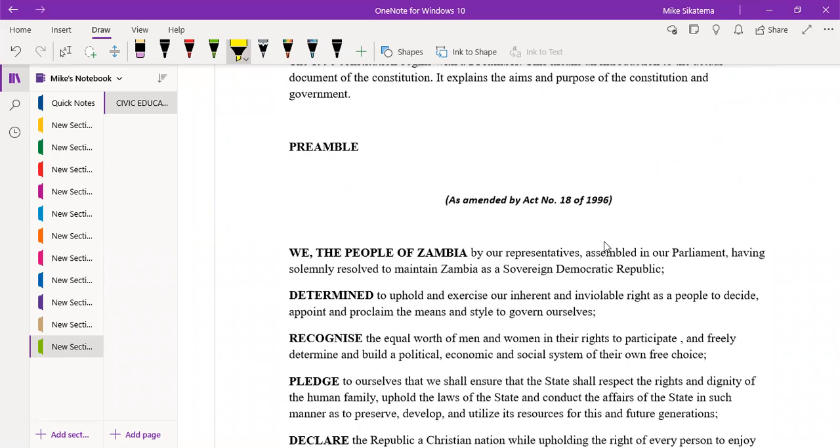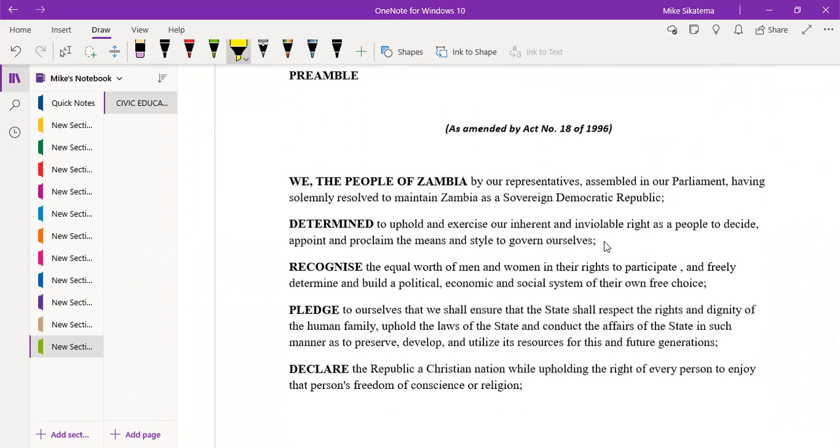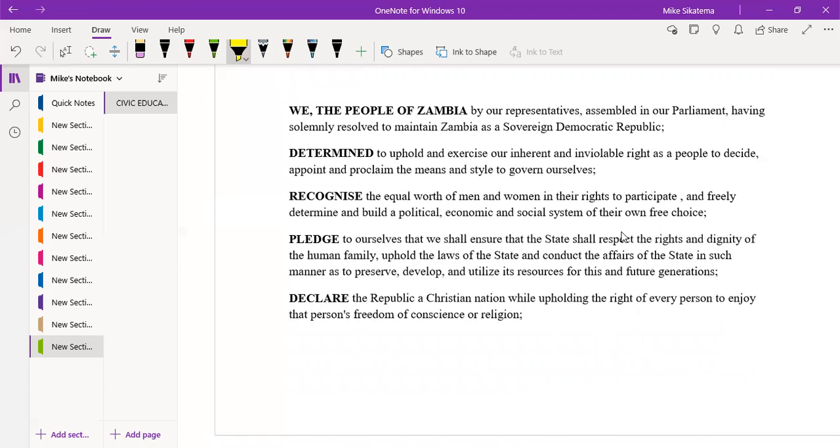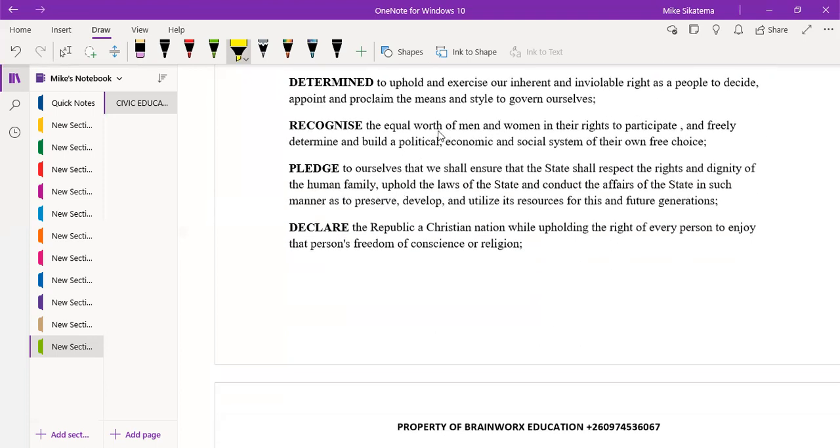As amended by Act number 18 of 1996: We, the people of Zambia, by our representatives assembled in our Parliament, having solemnly resolved to maintain Zambia as a sovereign democratic republic, determined to uphold and exercise our inherent and inviolable right as a people to decide, appoint, and proclaim the means and style to govern ourselves. Recognize the rights and worth of men and women and their right to participate and freely determine and build a political, economic, and social system of their own free choice.